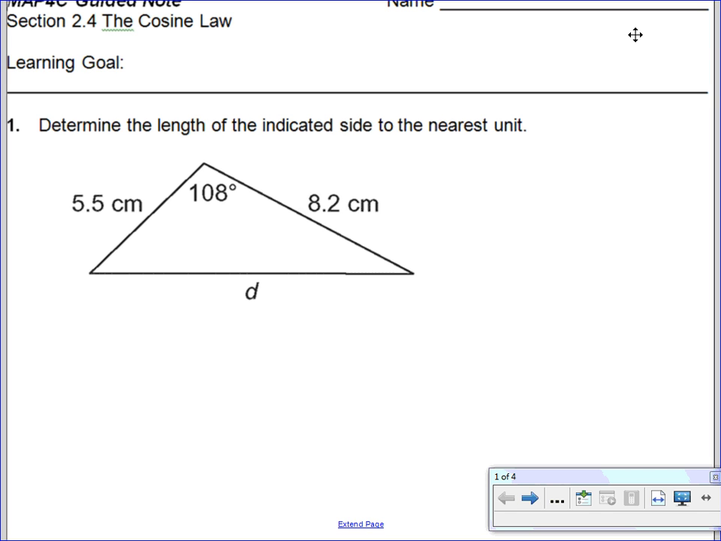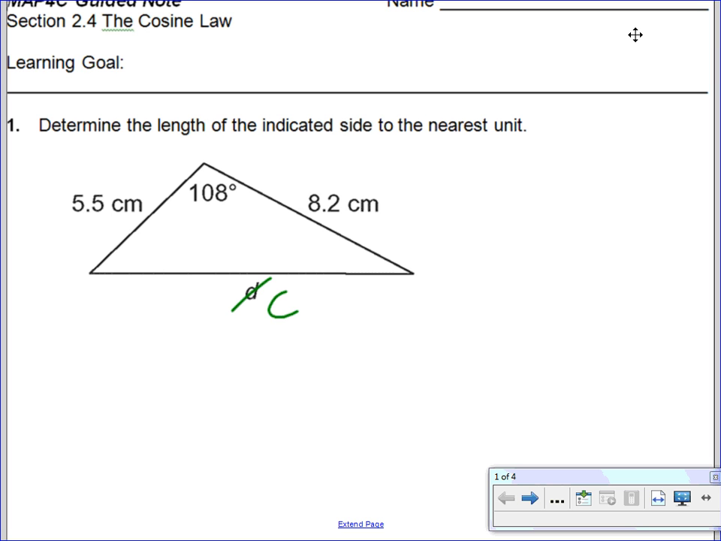This is one of those cases where I don't care what it's labeled. I'm always going to relabel it based on my equation. Okay? I don't care if it's already A, B, C. I'm going to relabel it. Okay? So, prime example. Determine the length of the indicated side. So, they're telling me they want side length B. But my equation is set up for what side length? C.